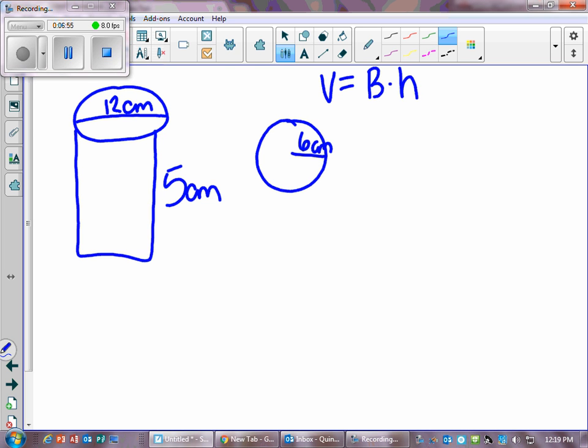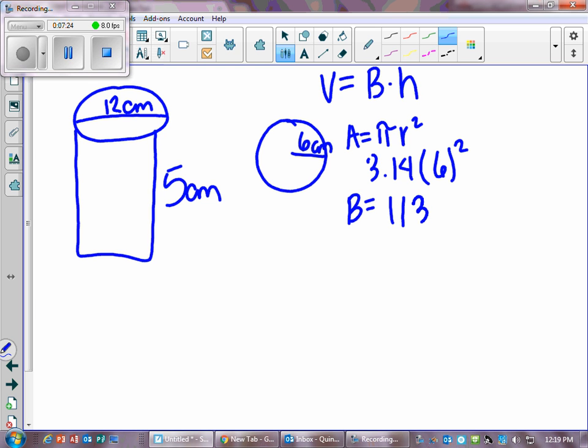So my next step is to find the what? The area. So that's area equals what? Pi times r squared, radius squared. So pi is 3.14 times what's my radius? 6 and square it. That gives me my area of the base. So 3.14 times 6 squared. Good job. 113.04.